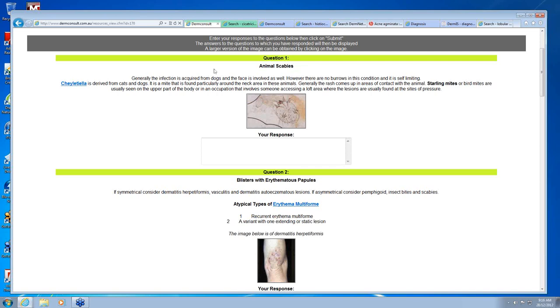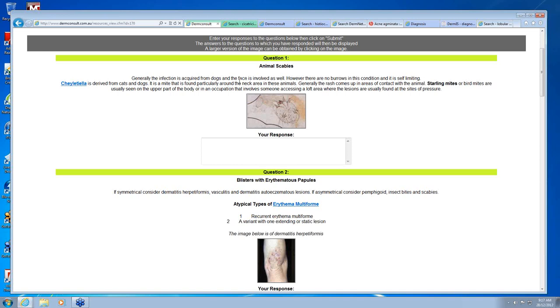Animal scabies. Normally, if we're going to see it in Australia, we'll see it as being acquired from dogs, and it's particularly a problem in some Aboriginal communities. In fact, it's been said that if we don't get rid of scabies in animals in Aboriginal communities, we're really not going to get rid of streptococcal secondary infection and renal disease and a whole lot of other problems. So when you're treating scabies in an Aboriginal community, you've not only got to treat the humans, you've got to try and eliminate it from the animals as well.